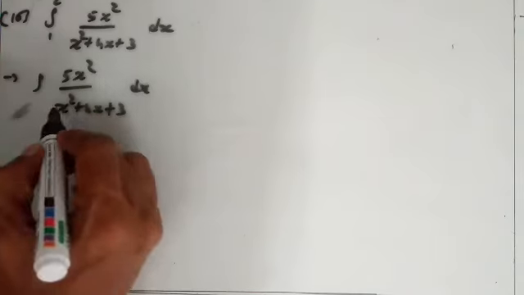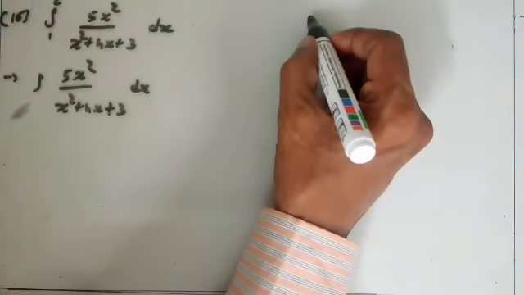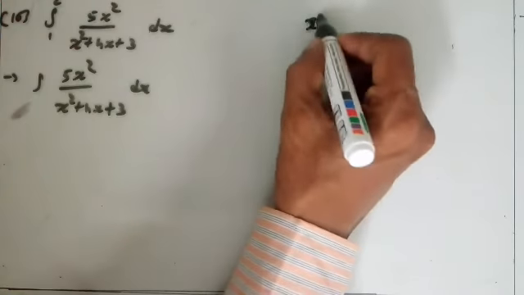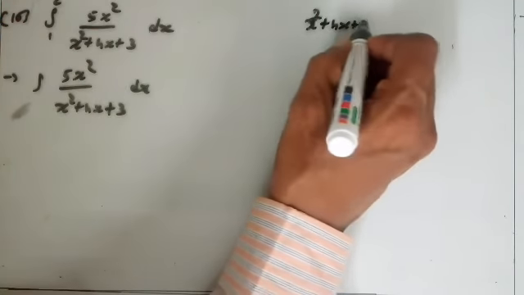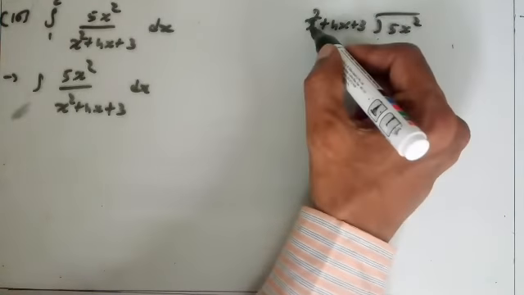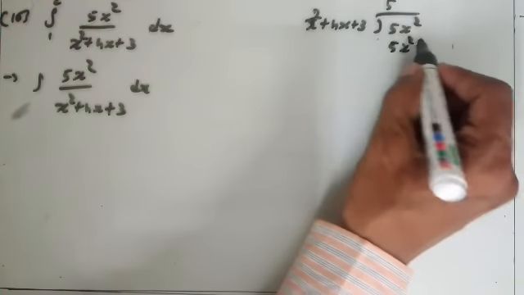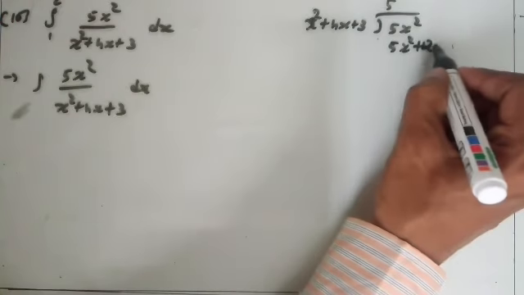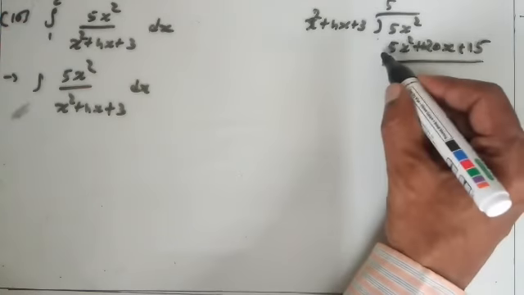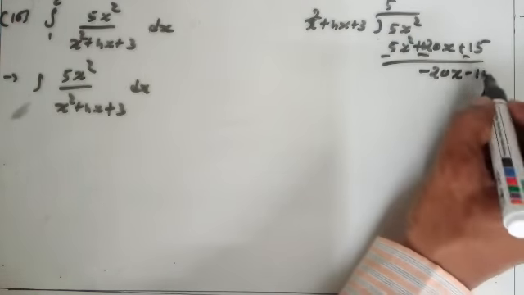Here pi x square upon x square plus 4x plus 3 is an improper rational function. So first we change it into proper form, dividing pi x square by x square plus 4x plus 3. To get pi x square, multiply by pi. So here we get pi x square plus 4 pi x plus 3 pi. Now subtract this, so minus 4 pi x minus 3 pi.